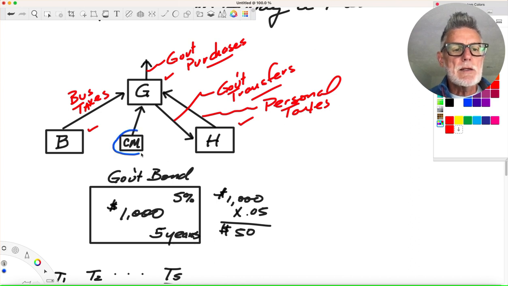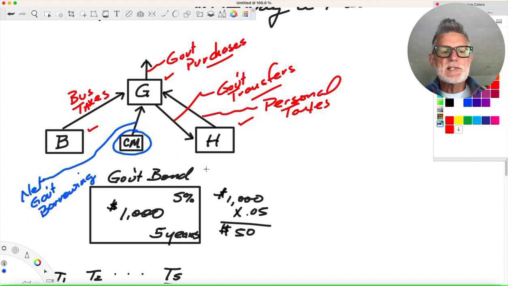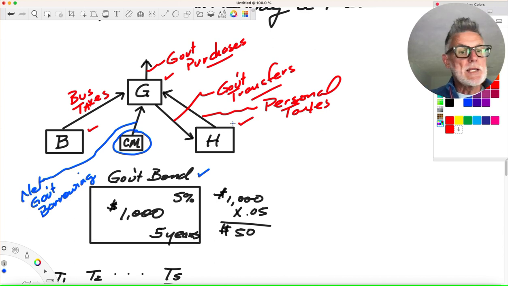So here's the credit market. I'll use a different color here. And this is called net government borrowing. How does the government borrow? It borrows by selling bonds. So when the federal government wants to borrow, and it does want to borrow because it does not at this stage raise enough tax revenues to cover its purchases and its transfers. So it has to tax households, it has to tax businesses, and it also has to, what? It has to borrow.